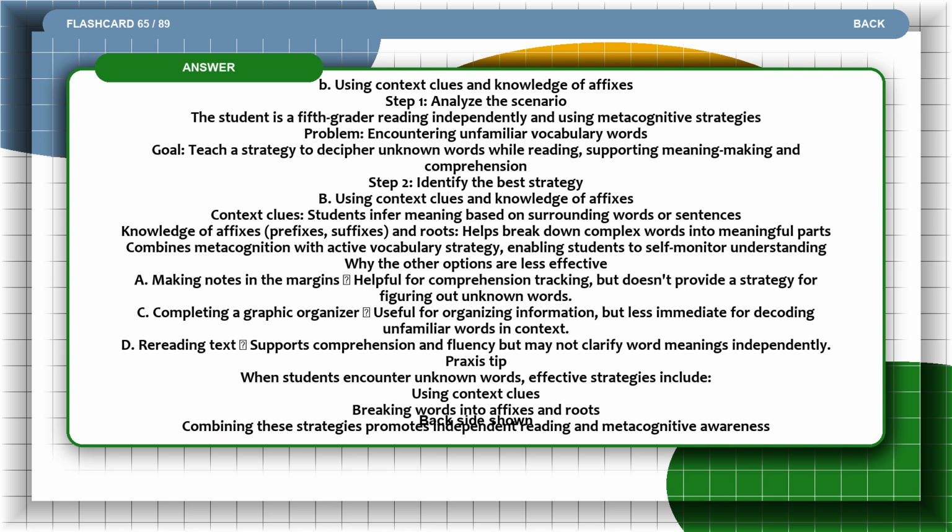C. Completing a graphic organizer. Right arrow useful for organizing information, but less immediate for decoding unfamiliar words in context. D. Rereading text. Right arrow supports comprehension and fluency but may not clarify word meanings independently. Praxis tip: when students encounter unknown words, effective strategies include using context clues and breaking words into affixes and roots. Combining these strategies promotes independent reading and metacognitive awareness.